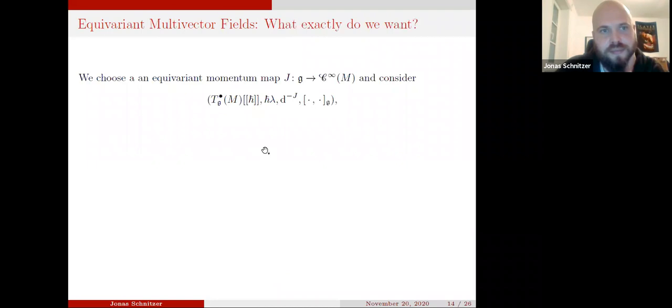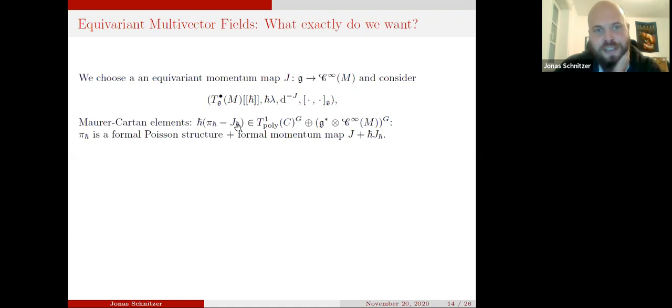The question is now, what do we actually want? I'm referring to what Luca said. If we choose an equivariant moment map, remember this was exactly the setting of where the map started. If we fix a moment map, then we have this funny map between formal Poisson and formal Poisson on the reduced manifold. Then we consider these curved Lie algebras. Now I inserted some H bar somewhere, which you can forget if you like for the next slides. The point is the Maurer-Cartan elements are of this form. Again, they split because of the splitting: a formal Poisson structure plus a formal moment map starting with the J. This was exactly what we were searching for.